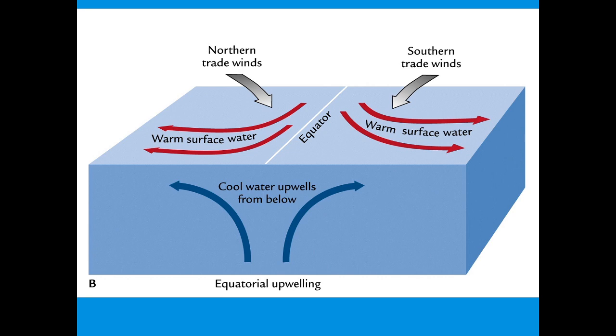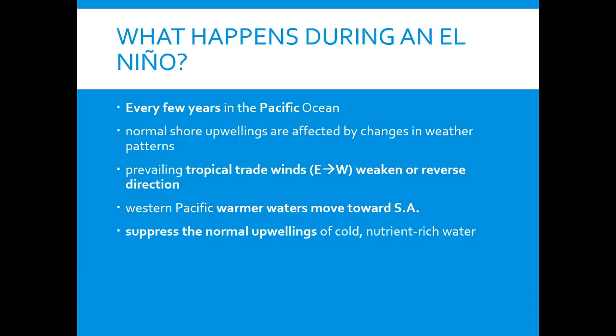Now, if we're far away from a coast, we see upwelling out in the middle of the ocean. For instance, at the equator, this is equatorial upwelling, where the northern and southern trade winds moving in the same direction are going to push warm surface water away, which allows that cool water from below. So you don't just need to be at a coast to see upwelling occur. Now, what happens during an El Nino?